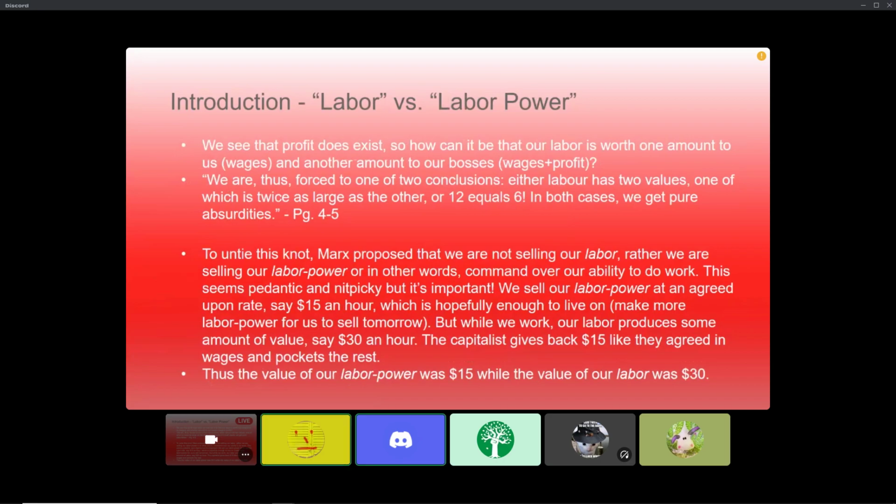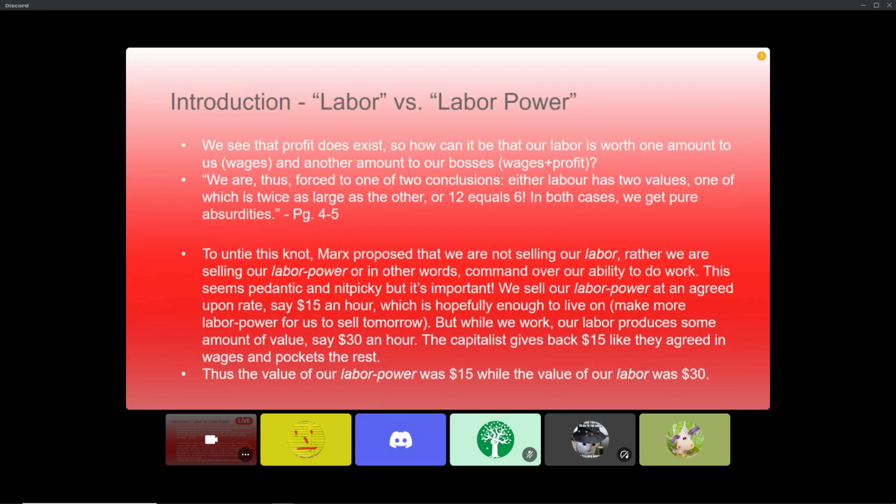Anywho, we sell our labor power at an agreed upon rate. Like, our labor power is the ableness to do set work. When we sell our labor power, we sell our ability to labor for a set period of time for a set value. So if I have a job where I work for $15 an hour, that means I have agreed to let my boss boss me around in exchange for $15 for every hour I let him boss me around, which you hope is enough to live on. In other words, make more labor power for you to sell tomorrow.